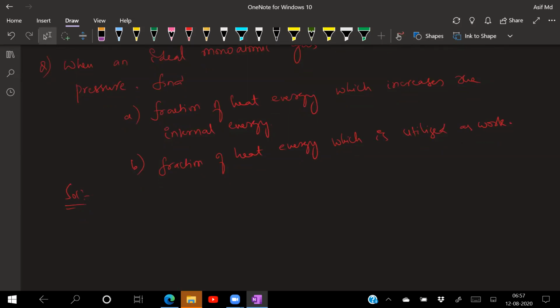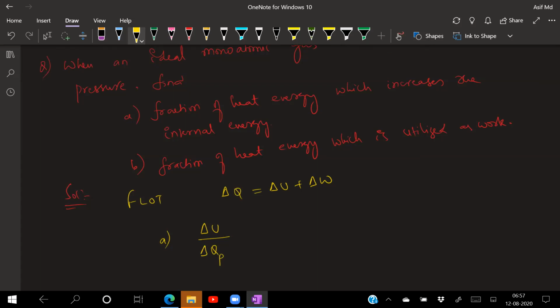internal energy. You know the first law of thermodynamics? What is the first law of thermodynamics? Delta Q is delta U plus delta W. So now what is asking? Fraction of heat energy which increases the internal energy. Which is increasing internal energy? That means delta U divided by delta QP.